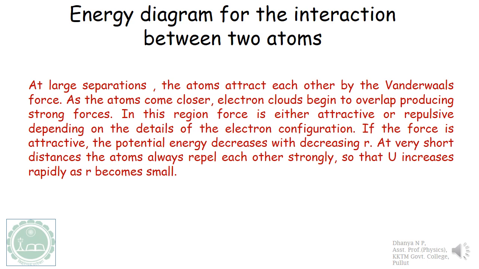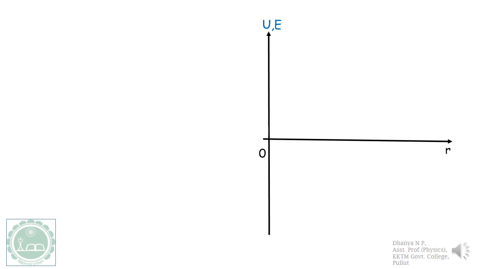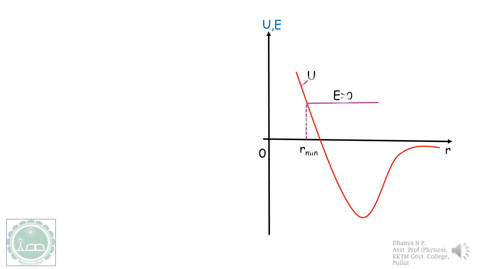Now we can look at the energy diagram for a typical attractive two-atom system. This is the energy diagram. When the total energy E is greater than 0, it is an unbounded system. When E is less than 0, it is bounded between these two boundaries, r1 and r2.